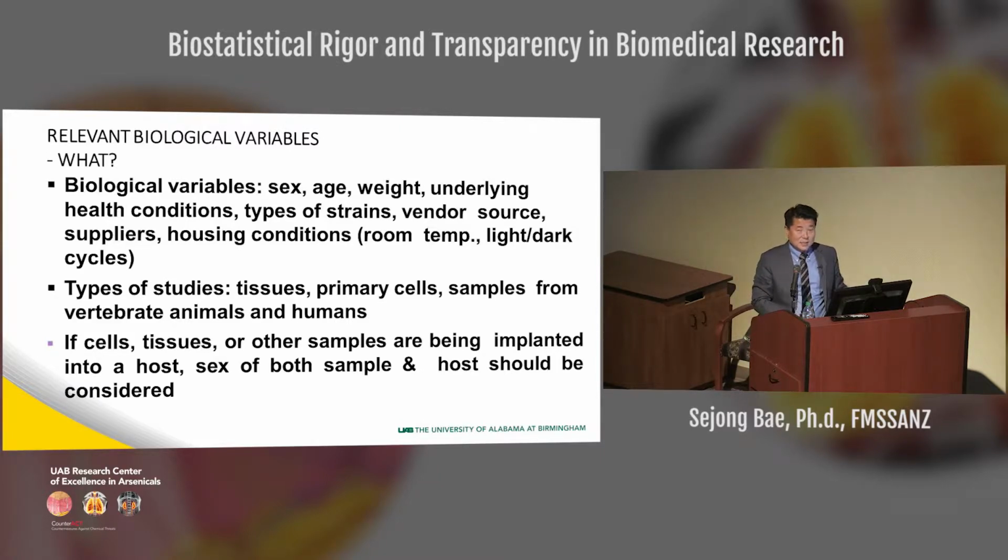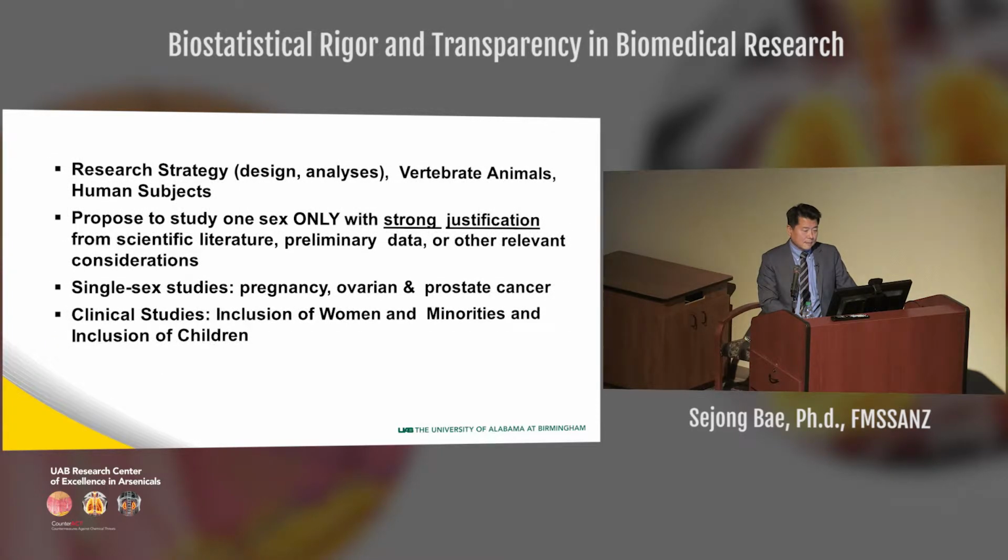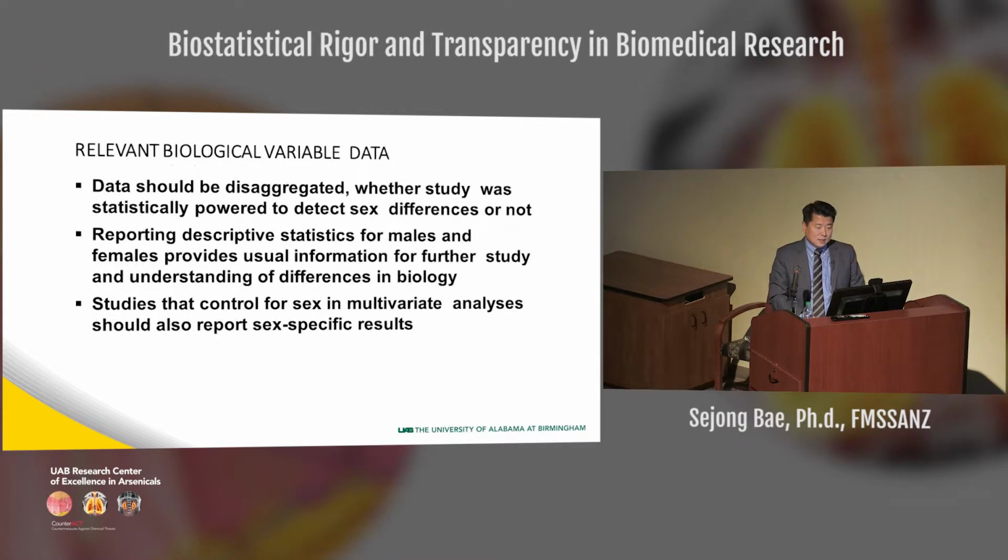And types of the studies, whether you're using tissue, or cells, or samples from animals, veterinary animals or humans, and whether you're considering both sexes as well. So unless you have a strong justification for why you're doing only one sex study, you do need to include both sexes in the animal study. And when you report the study, data should be disaggregated, stating whether the study was statistically powered to detect sex differences or not, and report descriptive statistics for males and females for later future study. And studies that control for sex in multivariate analysis should also report sex-specific results to see whether there's a difference by sex as well.